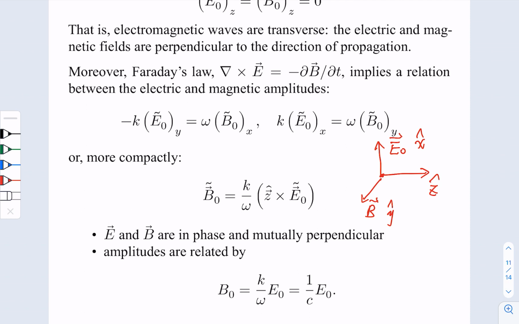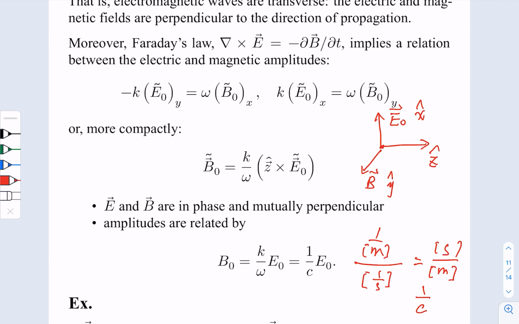And k and omega, so k is in the unit of 1/meter, and omega is in the unit of 1/second. So the unit of this is second over meter, and this constant is actually 1/speed of light. So now you see that the amplitude of the B field is actually the amplitude of the E field divided by the speed of light.